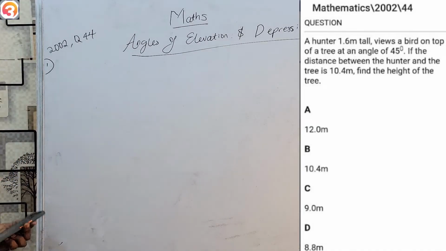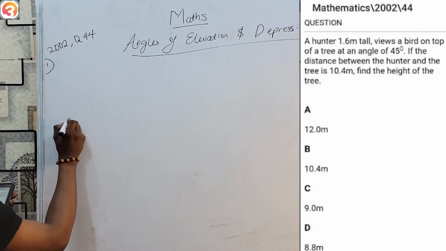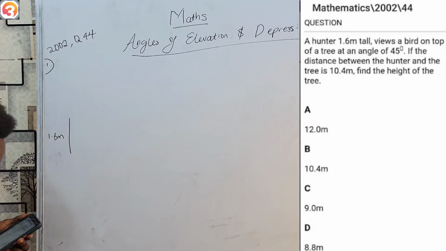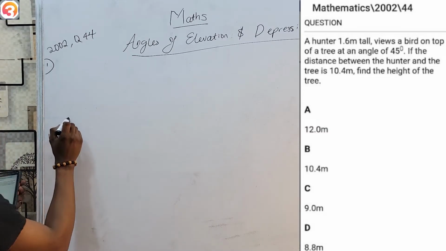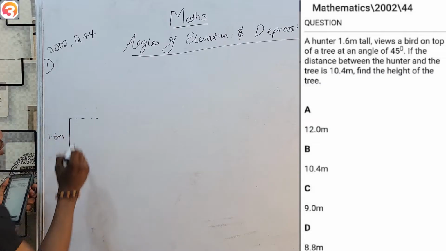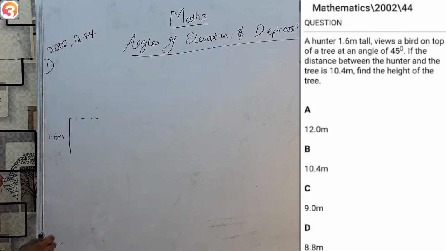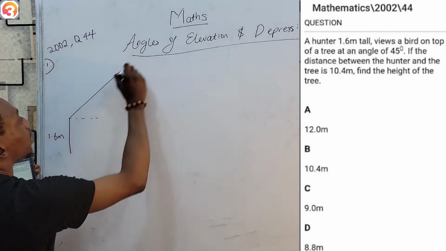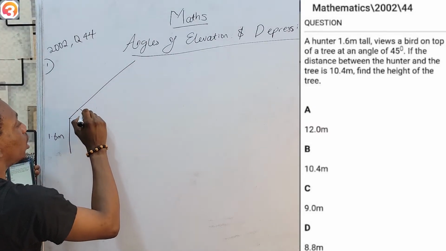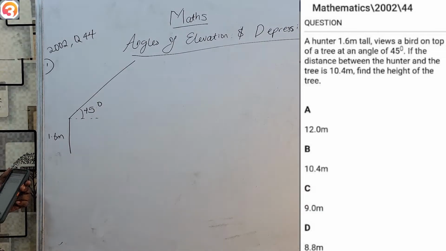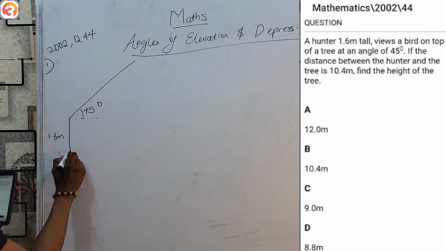So let's see. A hunter is 1.6 meters tall. This line represents my hunter, 1.6 meters. And so, if this is his head, he should have been looking straight. But he views a bird on top of a tree. That must mean elevation. The bird is up at an angle of 45 degrees, implying that from here, he turned his head 45 degrees.